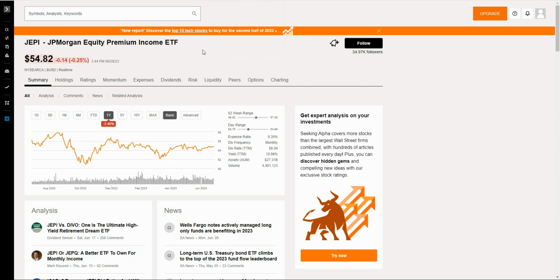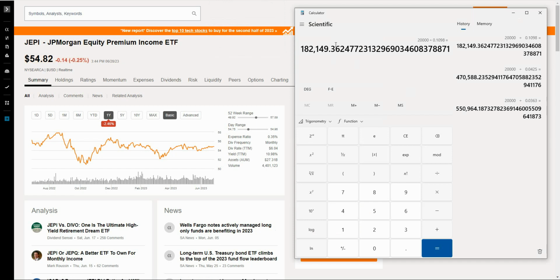But as I showed, even with JEPI, it would take $182,000. And I really want to allow you to take that in, because $182,000 in this fund is probably okay, but at the same time, you're not going to have a lot of growth. And $182,000 for most of America is a significant amount of money.